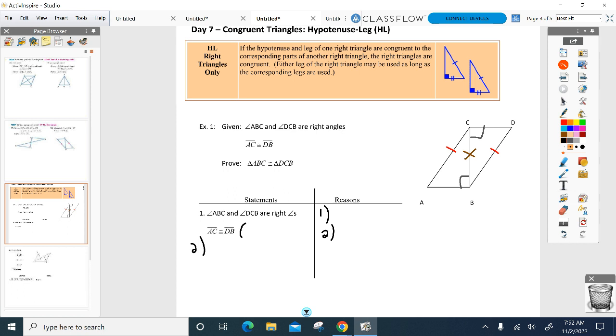Instead of writing an S now, I can write an H, for you guys that use the little H. I saw a lot of you use it on the quiz, which was good to see. So I have the H, and then what's this reflexive side acting as now? That's a leg of the right triangle, not the hypotenuse. Let's write it in right now. CB congruent to CB, reflexive. So there's the L.